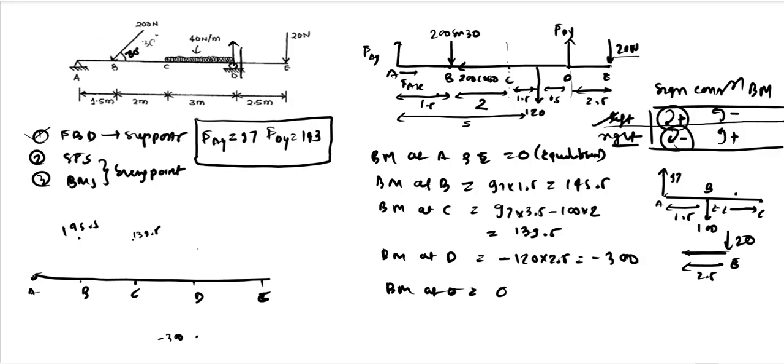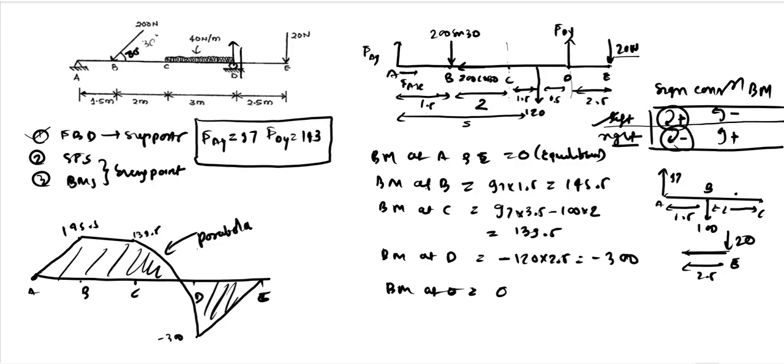So A to B, we have a linear line. B to C also, it will slightly decrease to 139.5. And C to D, we have a UDL. So the bending moment will vary parabolically. So 139.5 to minus 300 it is going. So we can directly draw it like this. This is a parabola. And it will vary linearly up to this. This is how you can draw the bending moment diagram for the particular question. Thank you.